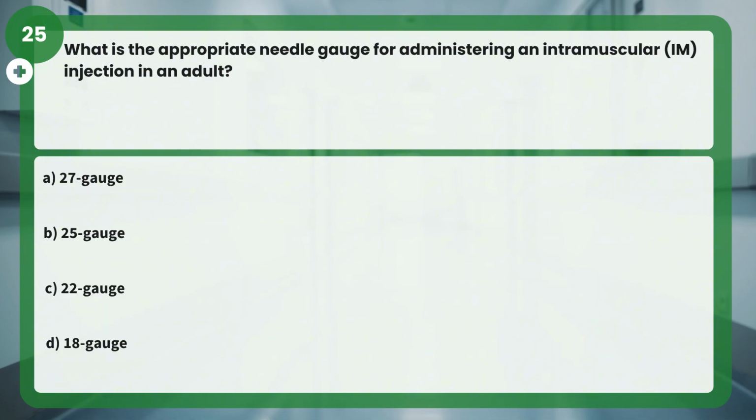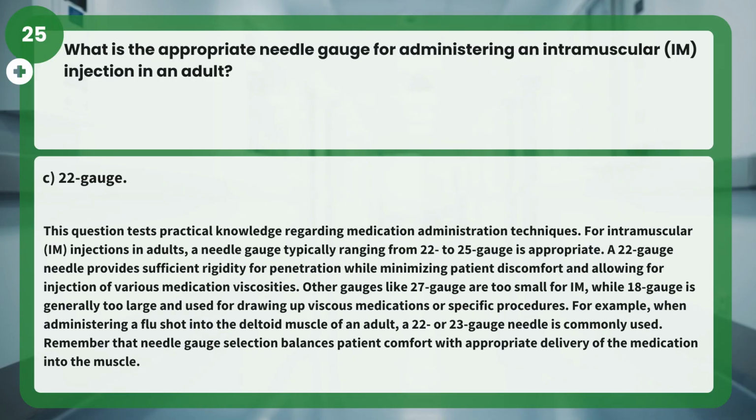Question 25. What is the appropriate needle gauge for administering an intramuscular, IM, injection in an adult? A. 27 gauge. B. 25 gauge. C. 22 gauge. D. 18 gauge. Answer: C. 22 gauge. This question tests practical knowledge regarding medication administration techniques.